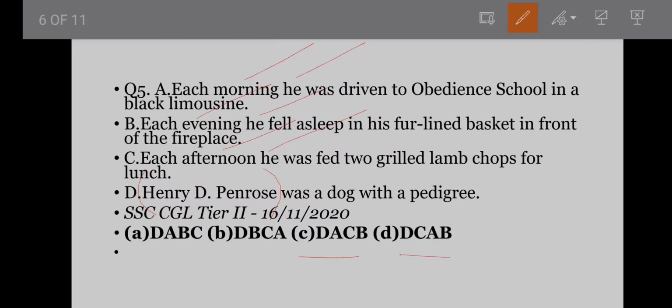So these two can be the options. Next, what we have to see, morning comes first. So DA will be the next one. C is not afternoon. First we say morning, then comes afternoon, then evening. So DACB. 5 will be option C, right? Next.